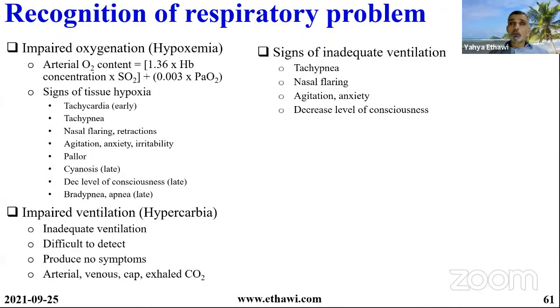So now we already talked about the general frame of the resuscitation. Now we will talk about the problems, how we recognize problems. So let's start with recognition of respiratory problems.